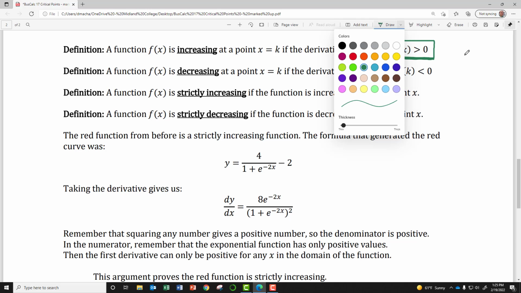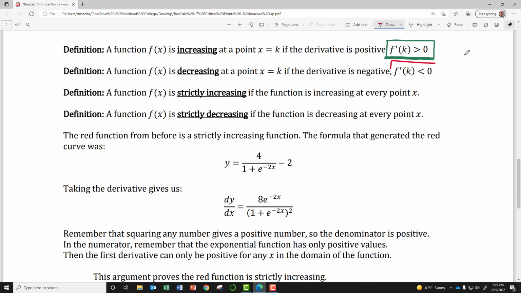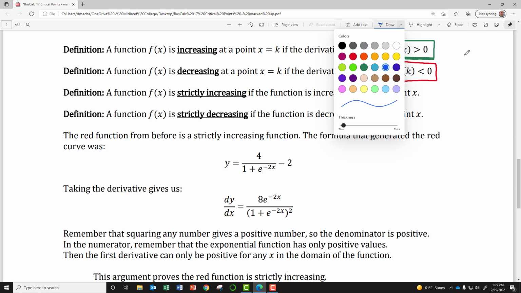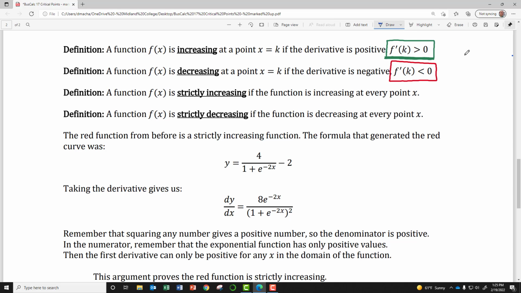And likewise, if your derivative turns out to be negative, or less than 0, then we say it's decreasing. So anytime you see a curve that decreases from left to right, what we're saying is the steepness of this curve has a negative value. So it has a negative derivative. Now, we say that a function is strictly increasing if the function only ever increases and never decreases. And likewise, we say it's strictly decreasing if it only ever decreases and never increases.